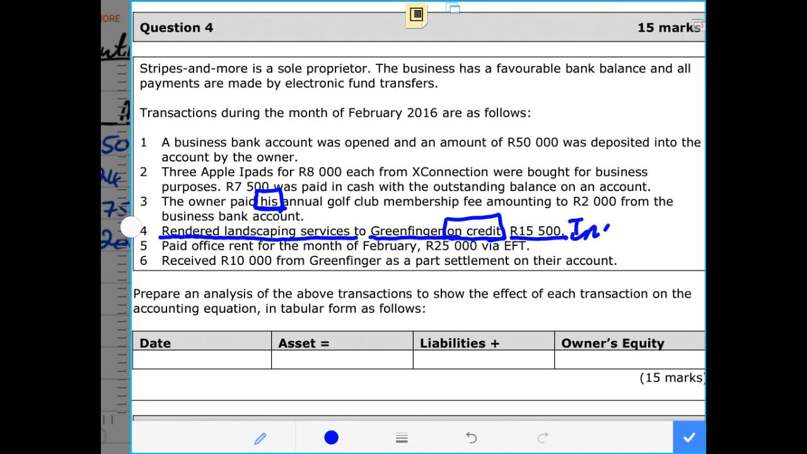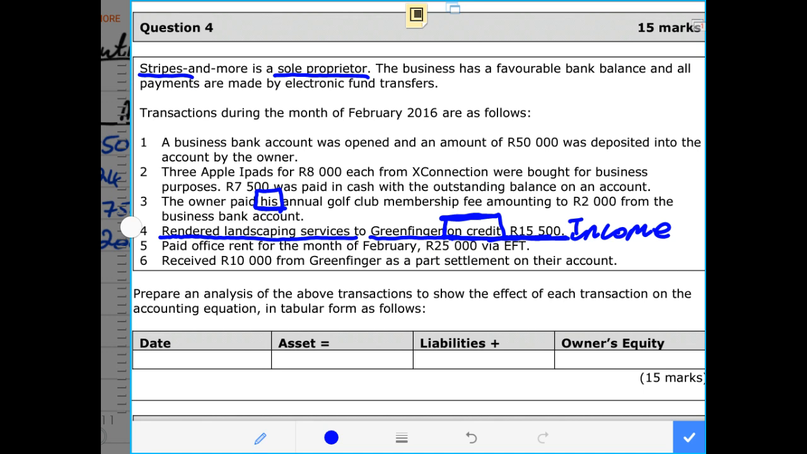However, the 15,500 will be an income, because this sole trader's main business is to render landscaping services. So whenever they render a landscaping service, that becomes their income. That means landscaping service income, or you can just say service income. And because this transaction was on account, or on credit, that means our customers, which is account receivables, are increasing.